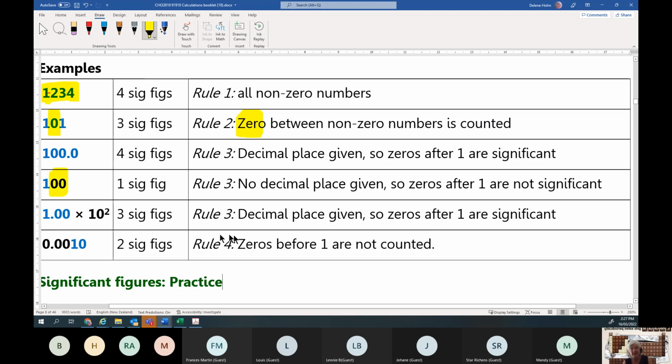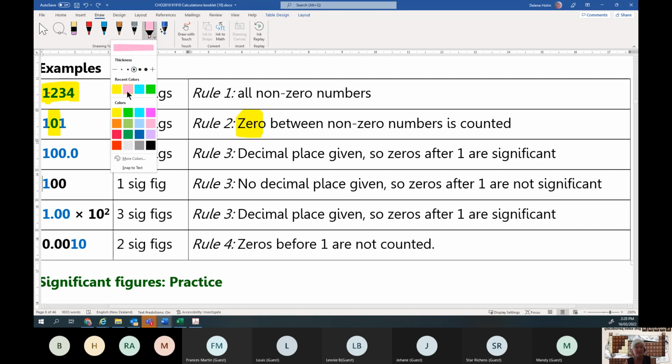And any zeros before a non-zero number are also not counted. So those are not counted and those are not counted.